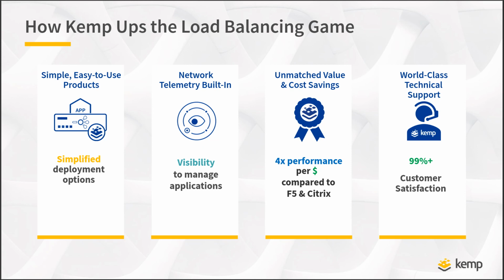Number three, unmatched value in terms of cost and savings. We saw that comparison is about for the same dollar figure, you're getting about 4 times the performance when you compare to F5 and Citrix. The numbers will vary depending upon the products you're comparing, but it's going to be very close to that. In some cases, it's an even larger discrepancy. But I can guarantee you that the cost for performance is going to be significantly lower using Kemp.